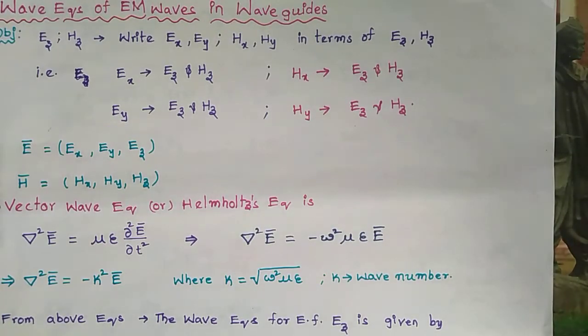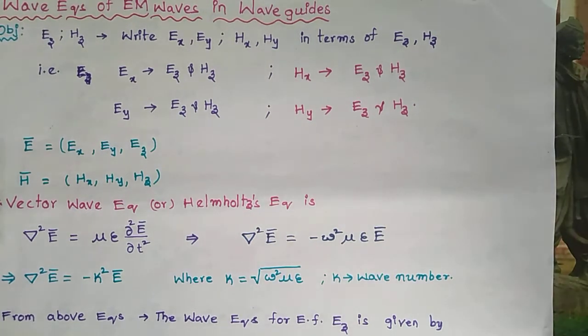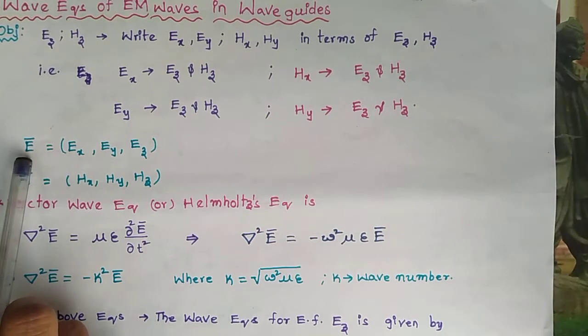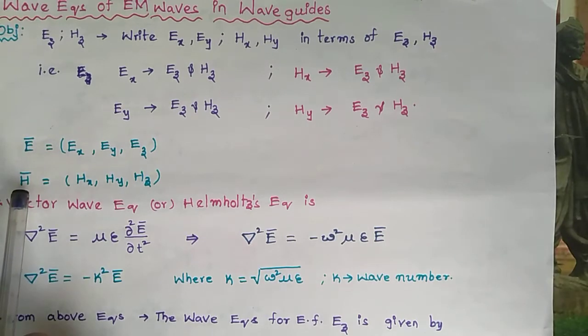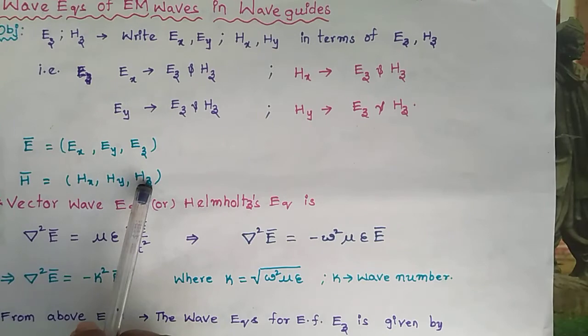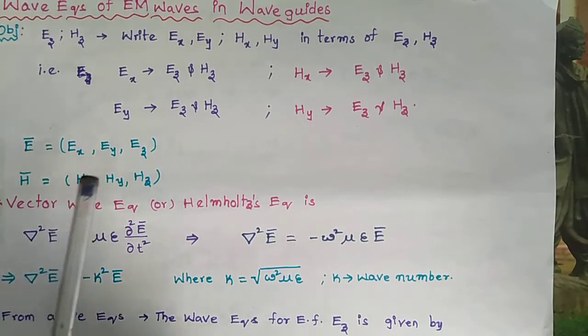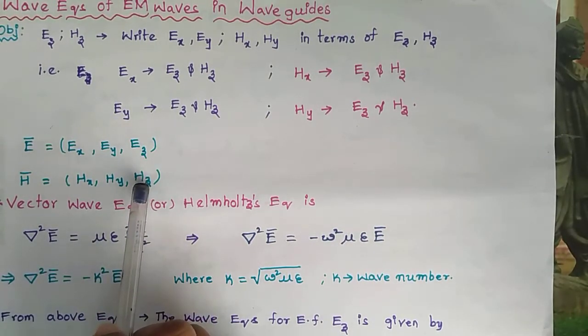Today I'm going to explain the wave equation of EM waves in waveguides. I'm considering the rectangular waveguide. My objective is to find the Ez and Hz equations. The electric field has Ex, Ey and Ez components. Similarly, the magnetic field has Hx, Hy, Hz components. So I want to find out the Ez and Hz values.